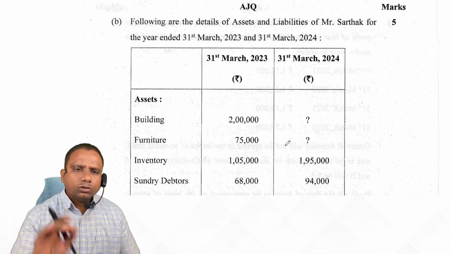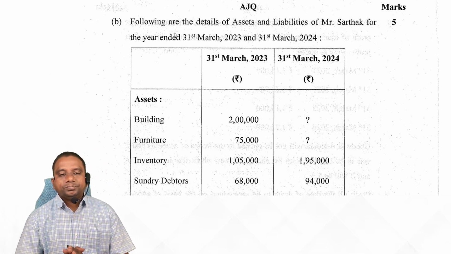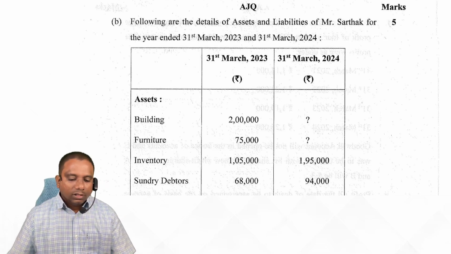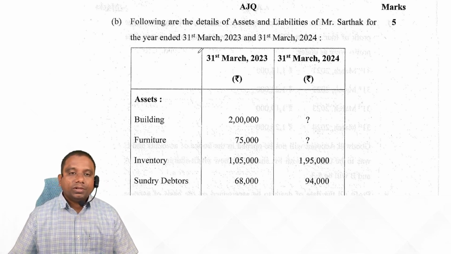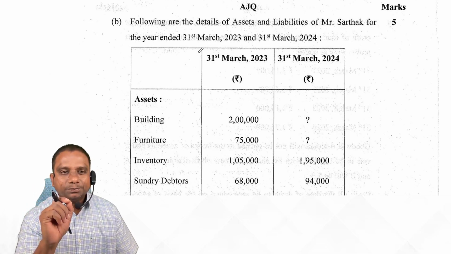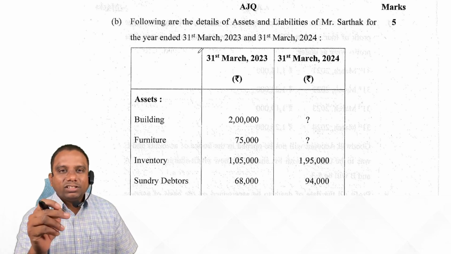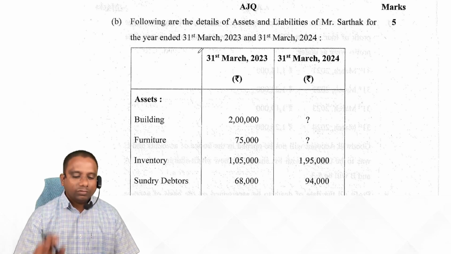So this question also easy. Okay. Following or next question is from accounts from incomplete records. In accounts from incomplete records, we have two different methods. One is statement of affairs method. Second one is conversion method. This question is on statement of affairs method.